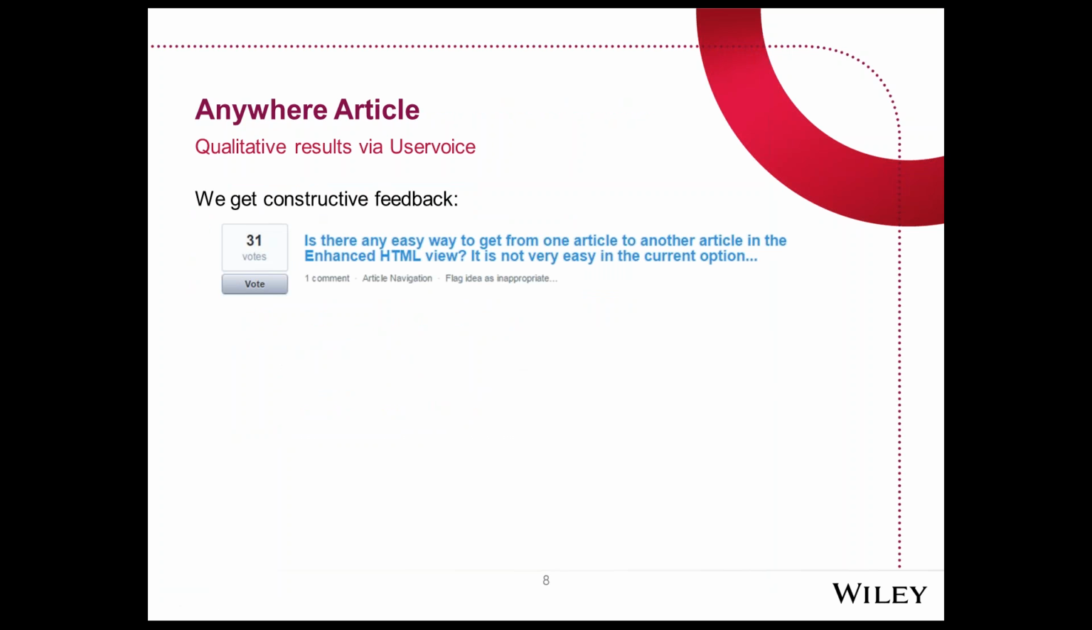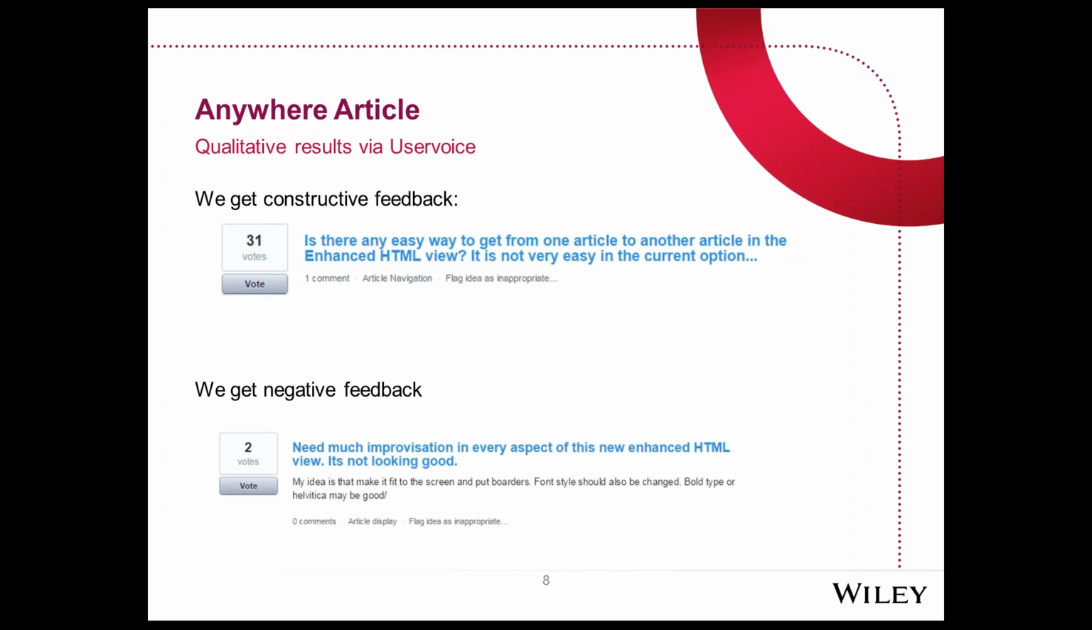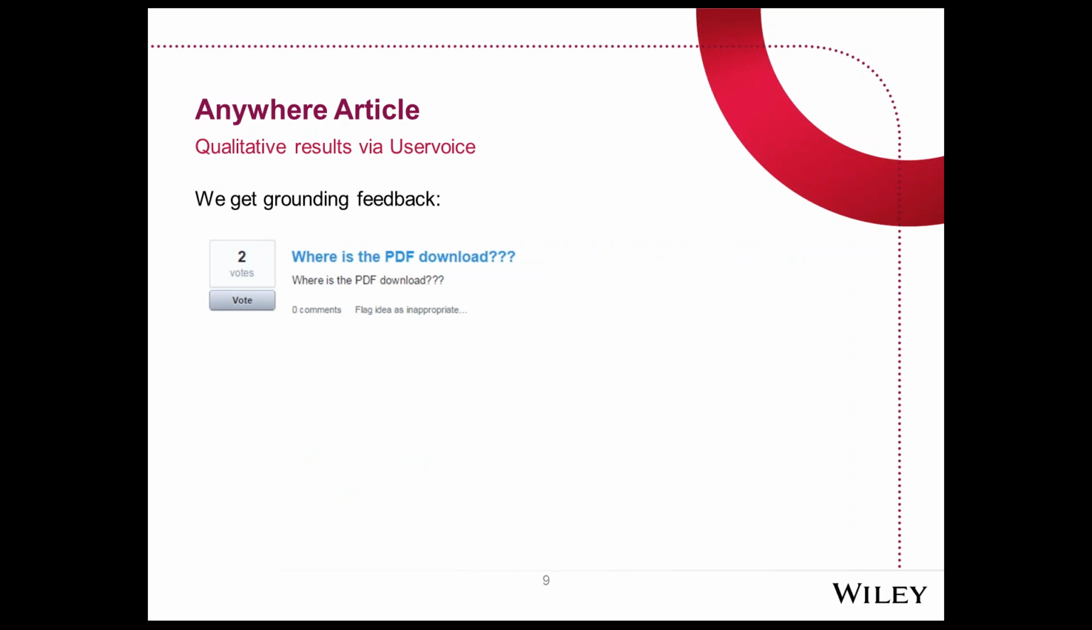We get a lot of constructive feedback, so things that aren't working well for users. We get that feedback really quickly and can decide how to prioritize changes. We, of course, get some negative feedback. Some users just don't like it. And we get a lot of grounding feedback, and by that I mean the fact of the matter is that a lot of users really just still want the PDF. So the qualitative results have been great.